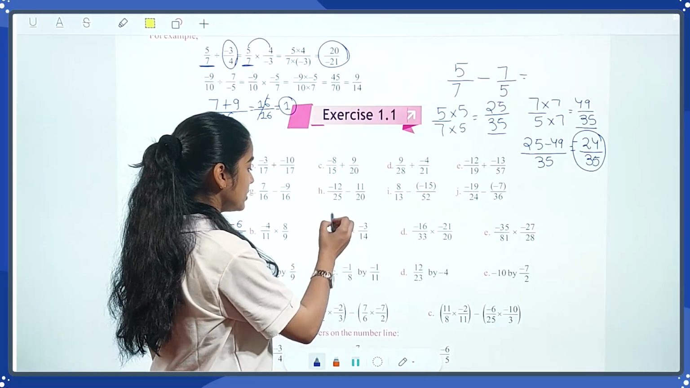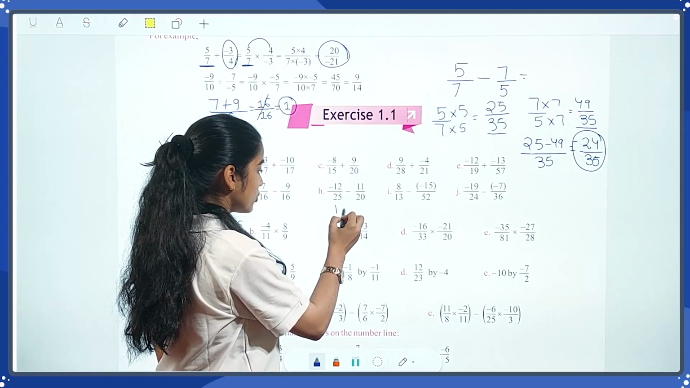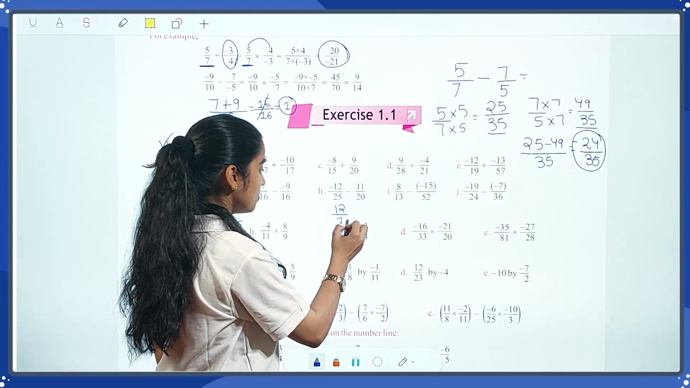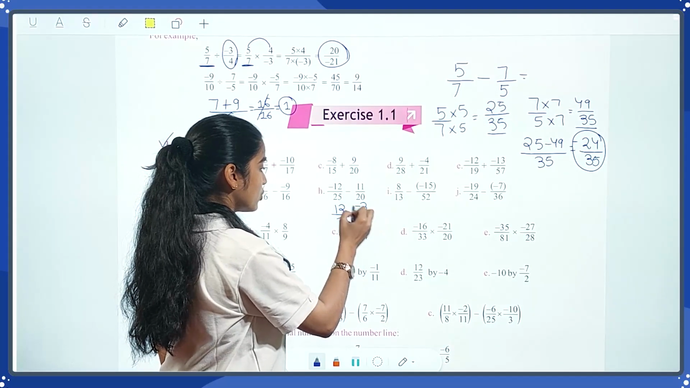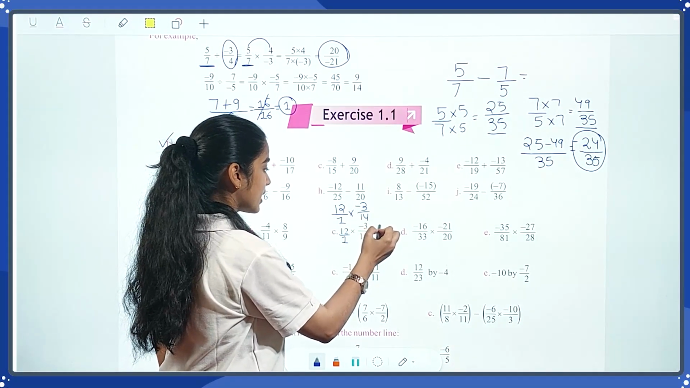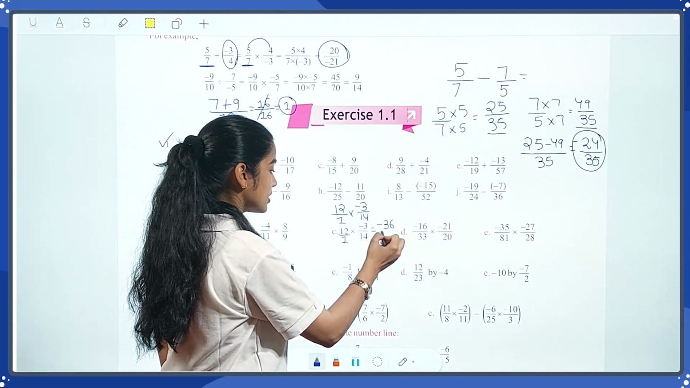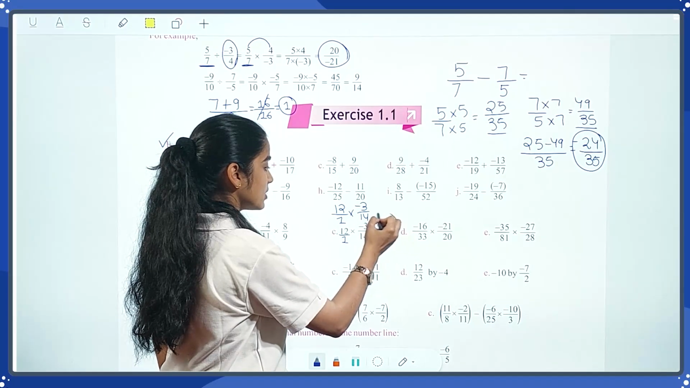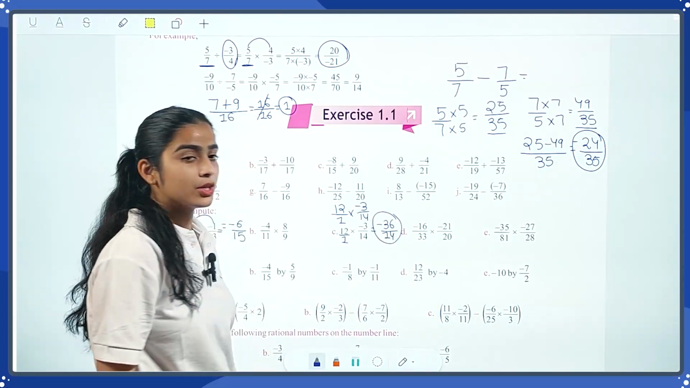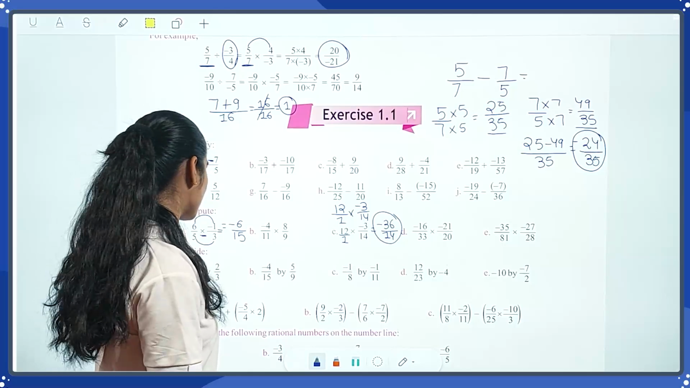Okay, so your question will now be like this: 12 by 1 multiplied by minus 3 by 14. 12 threes are 36 and you have a negative sign, so minus 36, and 14 multiplied by 1 is 14. So here is your end result. In the same way, you have to solve the rest of the questions.